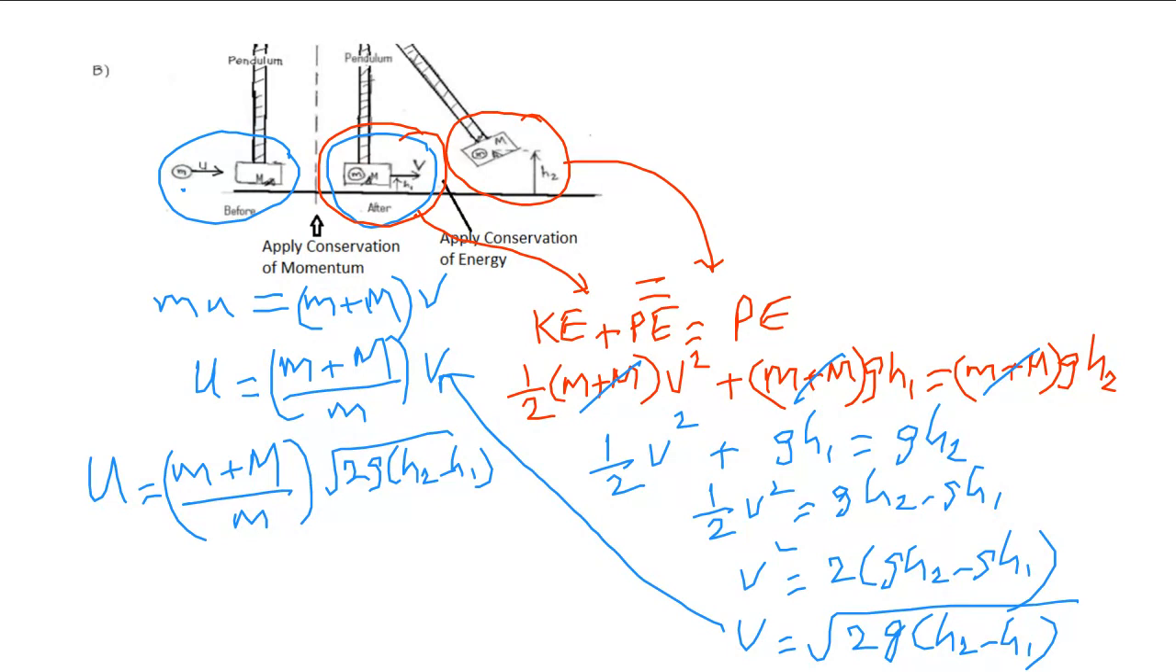So that's the expression we have for the initial velocity of the projectile. So measuring h1, h2, and the mass of the ball and the mass of the pendulum, you can calculate that.